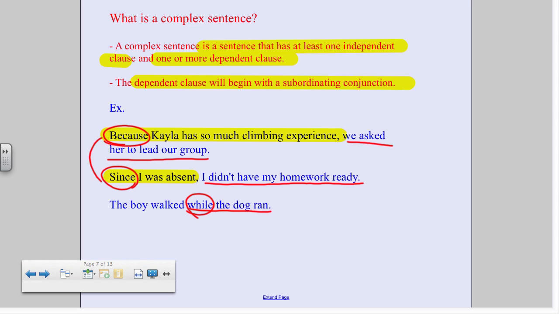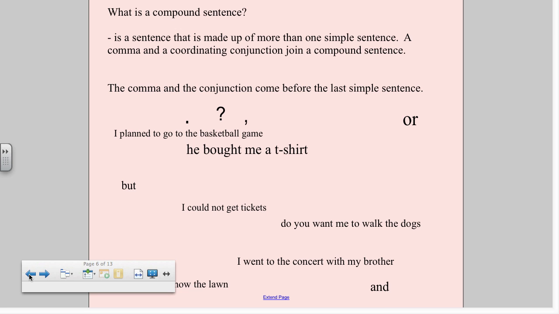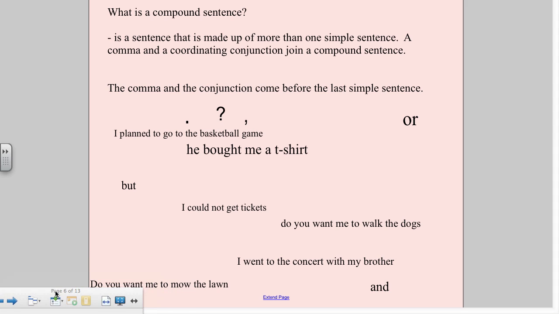However, if the dependent clause, such as "while," is at the end or follows the independent clause that starts the sentence, there will be no comma before it. So I don't need a comma before "while." I do need a comma if the dependent clause, such as "since I was absent," begins a sentence. Yes, you can start a sentence with "because."